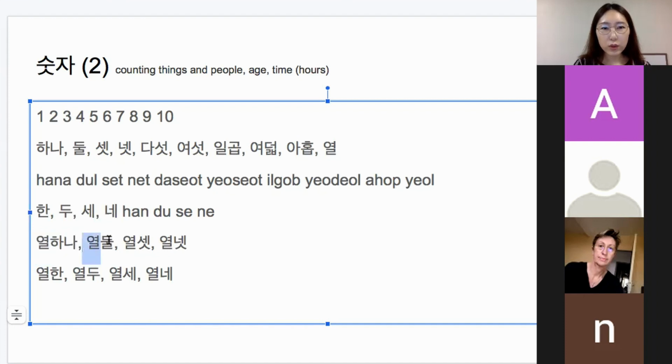11, 12, 13, 14. So 열하나, 열둘, 열셋, 열넷. 열하나, 열둘, 열셋, 열넷. Okay, we skip this one.